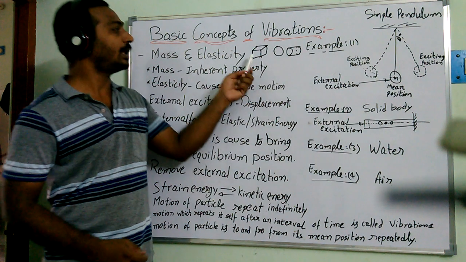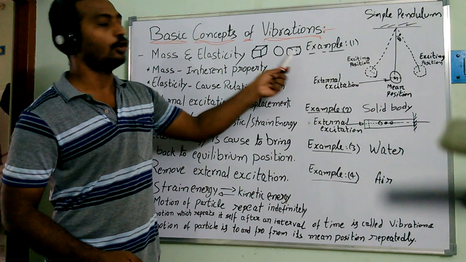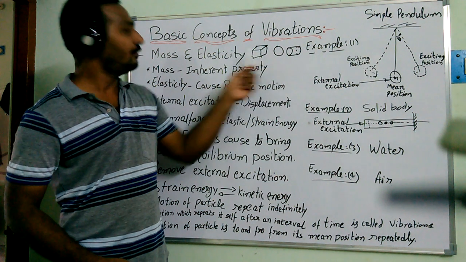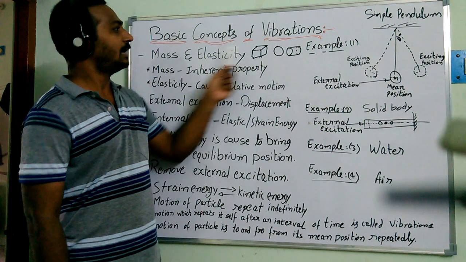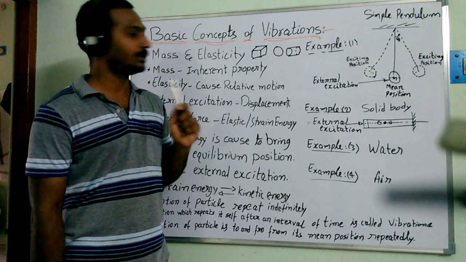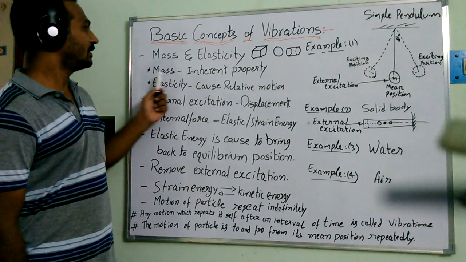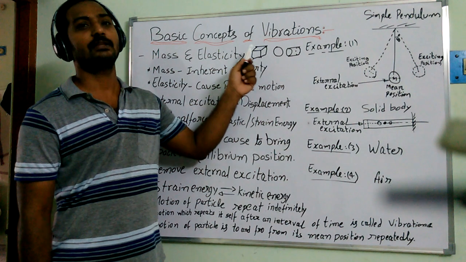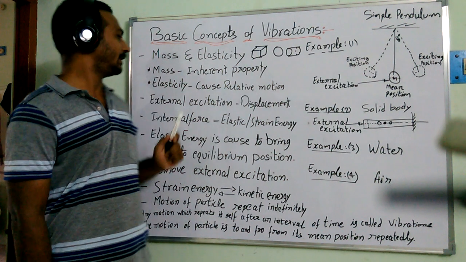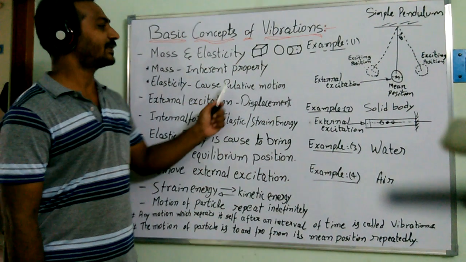For example, I have taken here different types of solid objects with different shapes. As we know, engineering materials most of the time have elasticity in nature. So then what will happen here? The mass is the inherent property of the system and it is completely packed with matter, and next, elasticity is the cause for the relative motion.